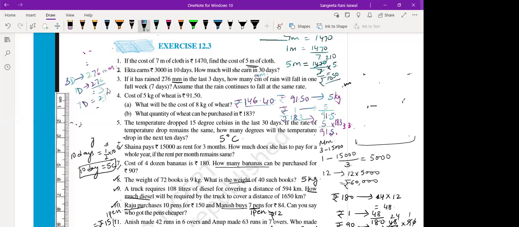And for your homework today, you will revise the proportion and unitary method. Okay. Tomorrow again we have a class. We'll complete this exercise tomorrow. But by that time you should practice the unitary method, all examples, proportion.